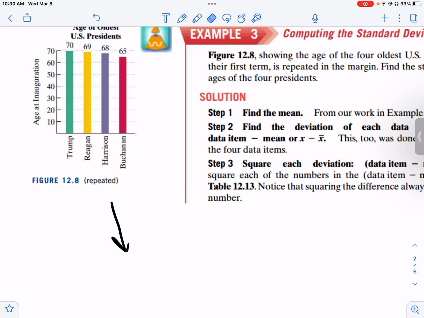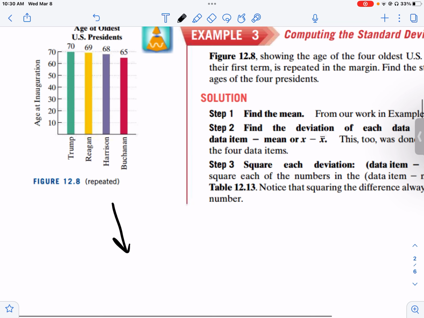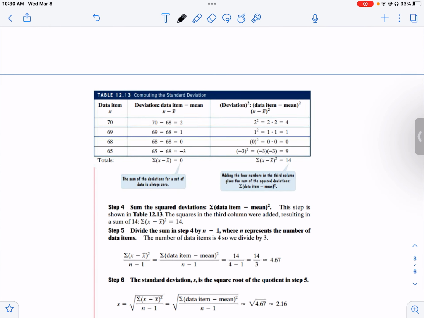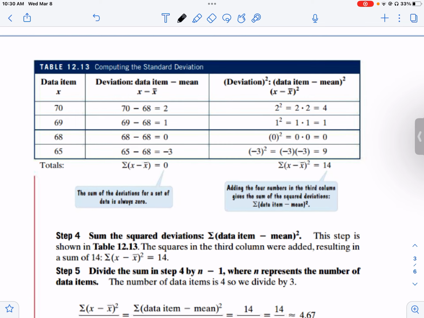Okay, we found the average in another example. 68 equals the mean. So take 70 minus 68 and you get 2. 69 minus 68 equals 1. 68 minus 68 equals 0. 65 minus 68 is negative 3.